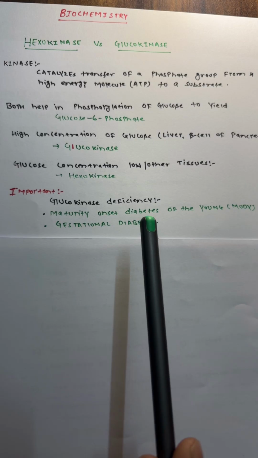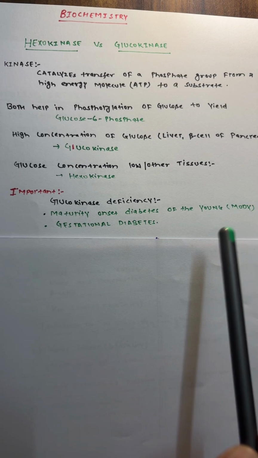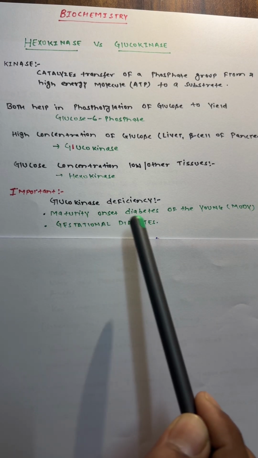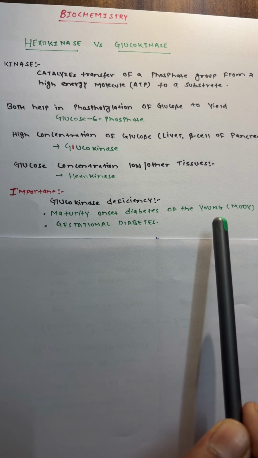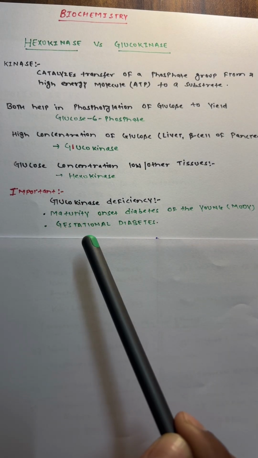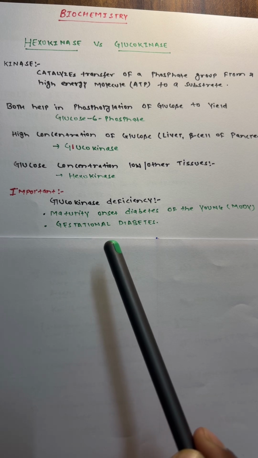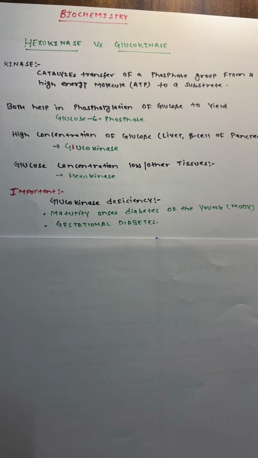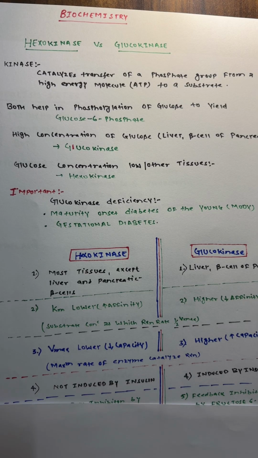The important point from a clinical point of view: if there is glucokinase deficiency, then it can lead to MODY. The full form of MODY is maturity onset diabetes of the young. Due to deficiency of glucokinase, gestational diabetes also occurs in a few patients. Now we'll learn the points of difference between hexokinase and glucokinase.